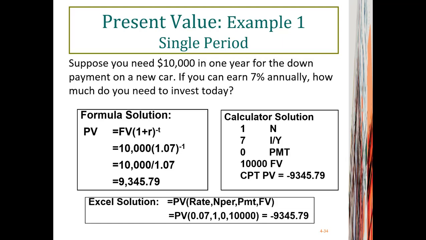So the answer should equal 10,000 divided by 1.07. Or you can use the calculator. Set N 1, IY 7, PMT 0, FV 10,000. When you do CPT PV, you will get the same number. And the third method is the Excel solution. Here you put 0.07 or 7% as the rate, 1 as the number of periods NPER, 0 as PMT, and 10,000 as FV. All 3 methods will generate the exact same answer.